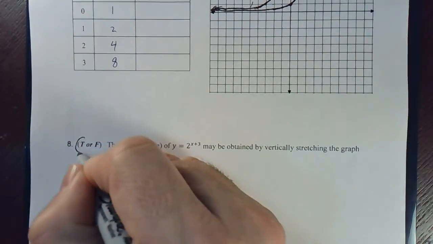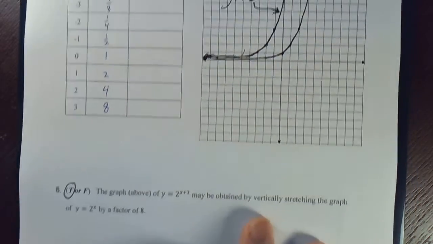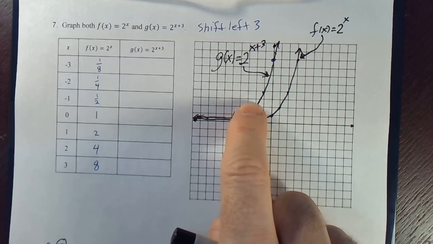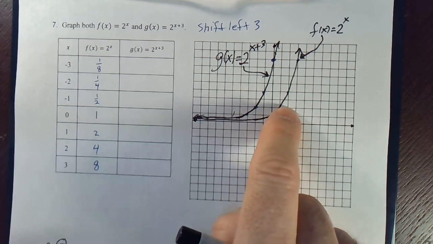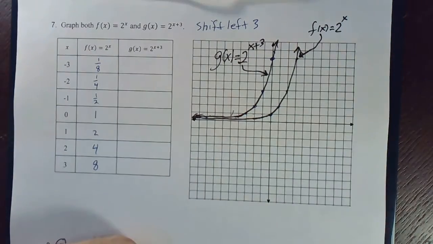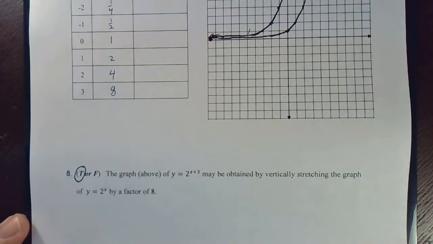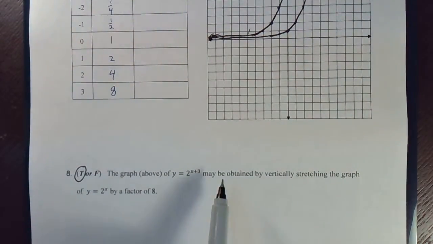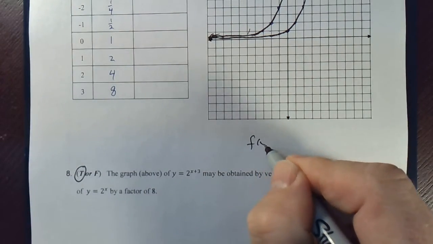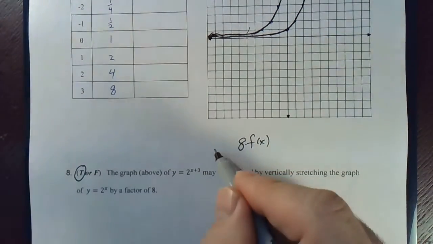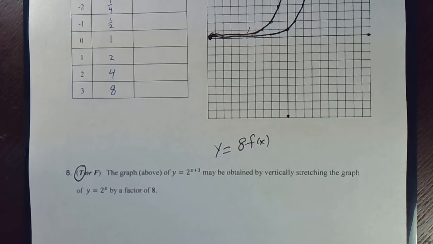But how can we argue this? It is true. It may not seem like it, but shifting it left will give you exactly the same graph as if you just took it and stretched it up by 8. I know that seems weird, but there's an easy way to prove it. What would we expect it to be if we stretched it by a factor of 8? If you had f of x and you want to stretch it by a factor of 8, you just put an 8 out in front of it. That would be stretching it by a factor of 8 vertically.